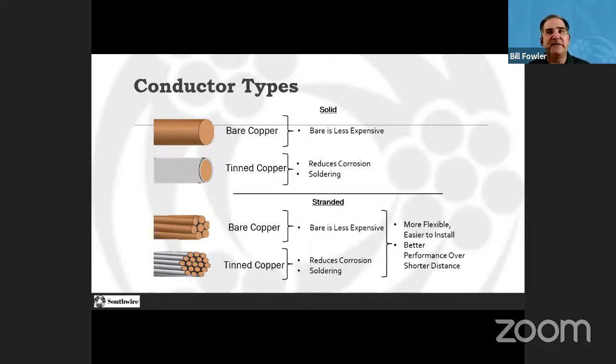So those are your four basics you're typically going to see in a low voltage environment: either a solid, with a tin copper or a bare copper, or you'll get into the stranded, which adds to the flexibility of each conductor. Each one of them serves its purpose depending on the system. But those are the four basics you'll typically see.